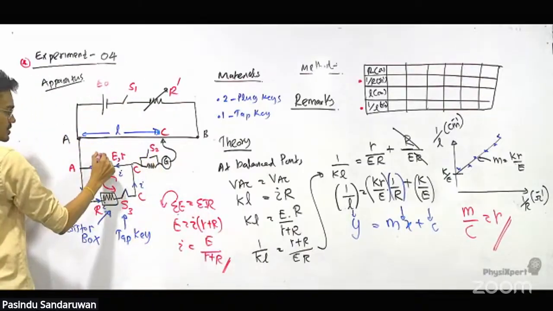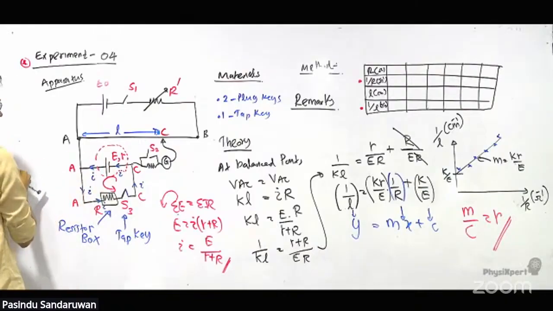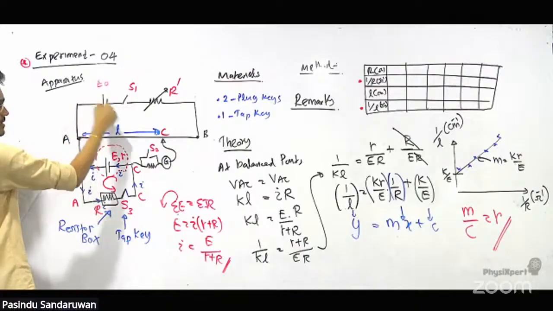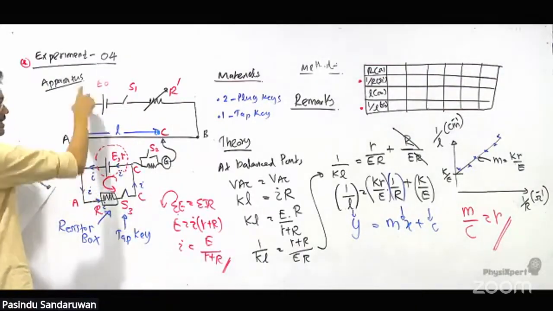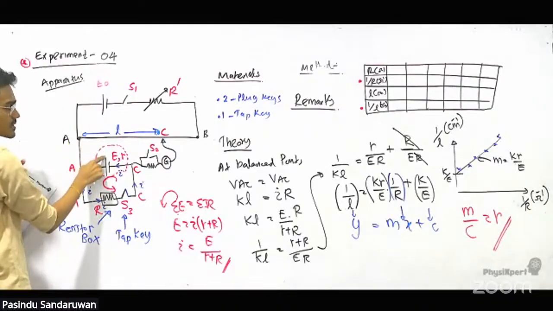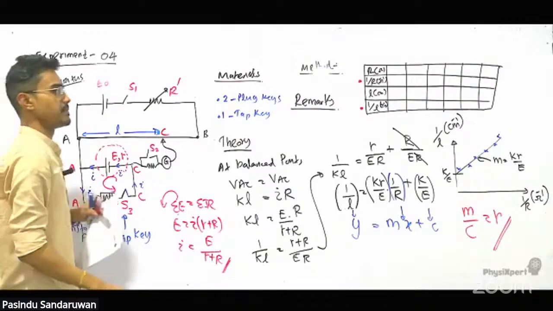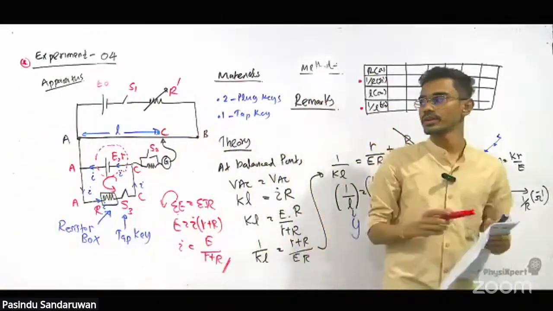Now, when you are choosing the cell here, first thing, its E should be less than E naught. If that is greater than E naught, you can't get a balance point. And always we are choosing the cell such that the balance length falls within the 4 to 6 range at least. Next point.